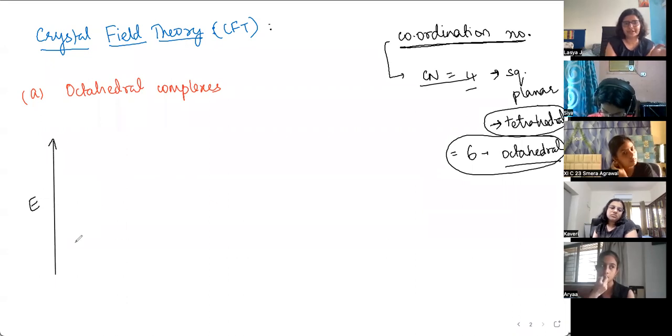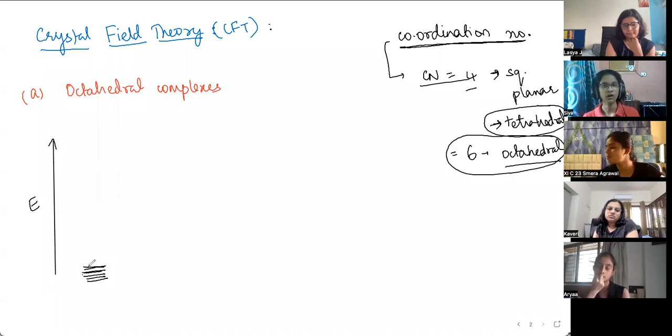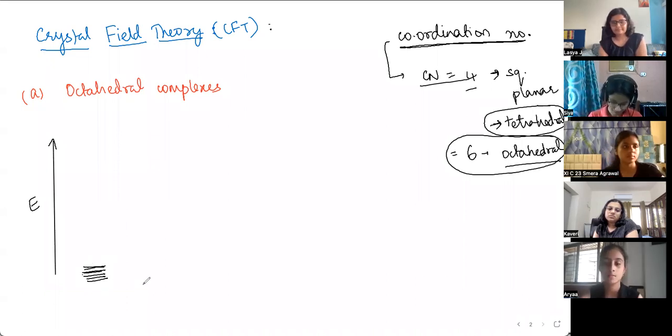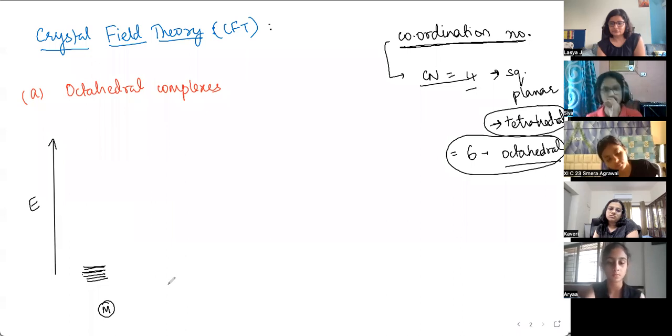So if this is the energy diagram, all the orbitals have a certain amount of energy. This is when the metal atom simply exists. So this is what you had studied in atomic structure, right? Like every shell orbital has a certain energy associated with it. That's the default.